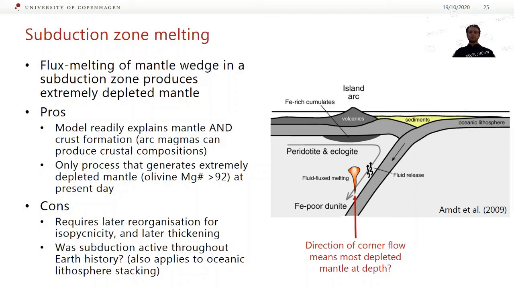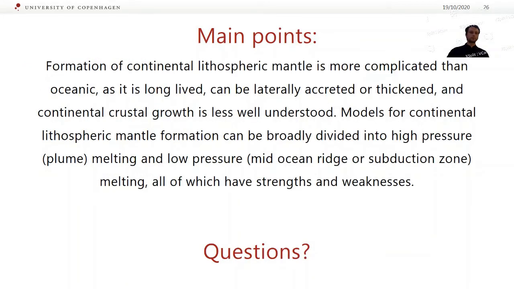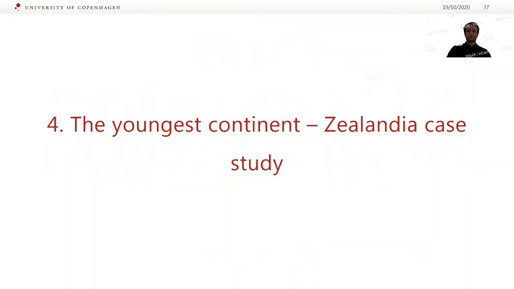And then obviously, same as the oceanic stacking one, we have to ask whether subduction was actually active throughout Earth history and whether it can generate really ancient continental lithospheric mantle. Okay. So the main points are that the formation of continental lithospheric mantle is a lot more complicated than oceanic mantle. It's long-lived, it can be laterally accreted or thickened, and we don't understand continental crustal growth as well. Models for formation can be broadly divided into high-pressure plume melting and low-pressure models, which could either be a mid-ocean ridge or a subduction zone. And all of these have strengths and weaknesses.